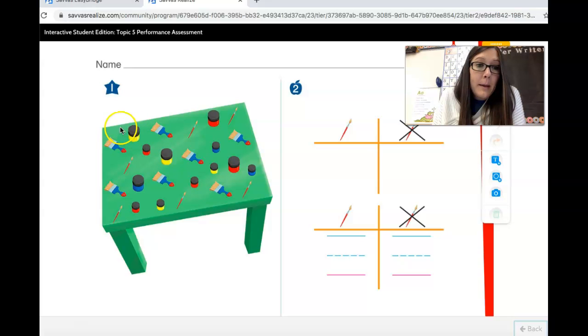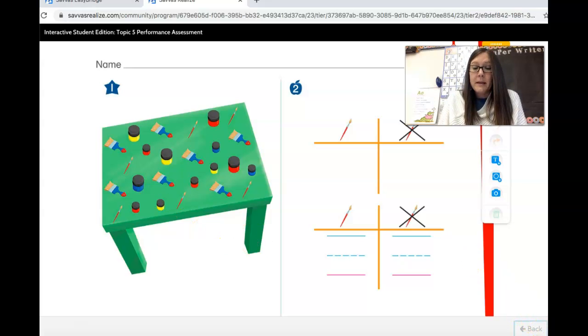We could do big and not big. We could do blue and not blue. There are lots of different ways. If you want to pause the video and classify them your way, go ahead. You can do that with your grown-up right now. Or you can follow along with me and do it the way that I'm doing it. I think I'm going to sort them by big and not big.